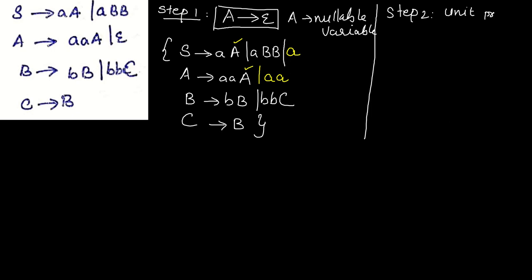So for unit productions, you check all the productions where we have a single variable. Here we have a single terminal. Here we have a single variable. So C gives B is the unit production in this grammar. There can be any number of unit productions and any number of epsilon productions. So for all those you have to apply the same.